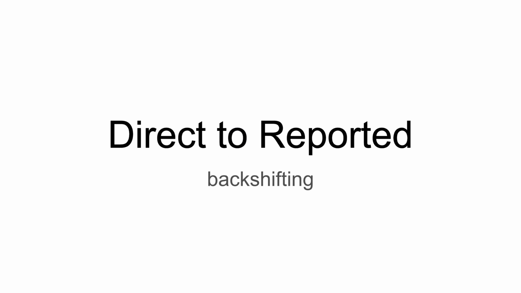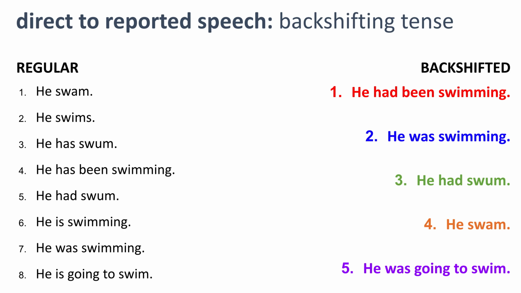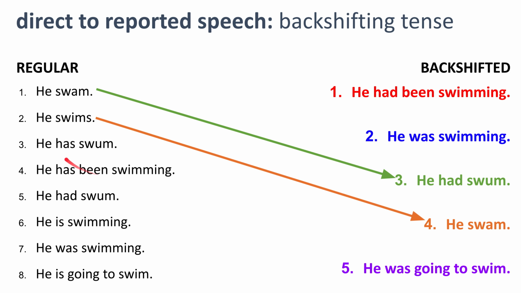All right, let's look at backshifting now because there's a process to it. So let's look at it. Okay, he swam. If I backshift this, he had swum. Okay, he swims. If I backshift this, he swam. He has swum, present perfect. If I backshift it, he had swum.